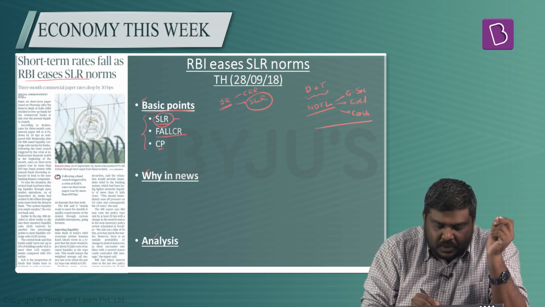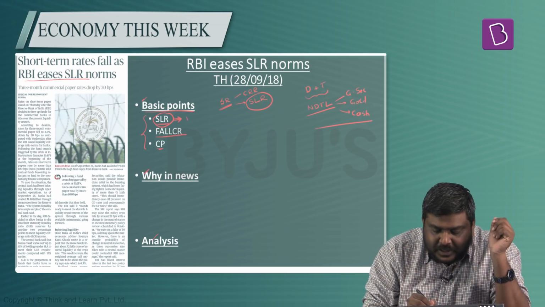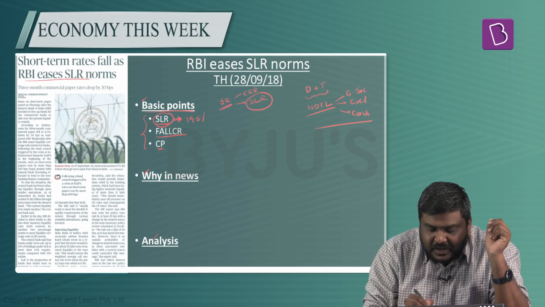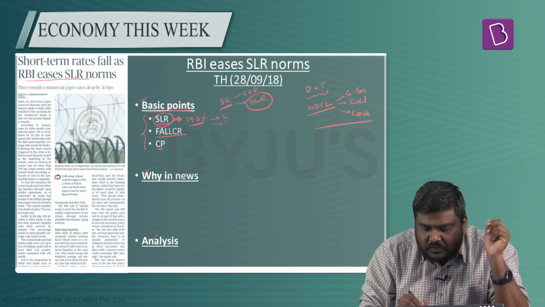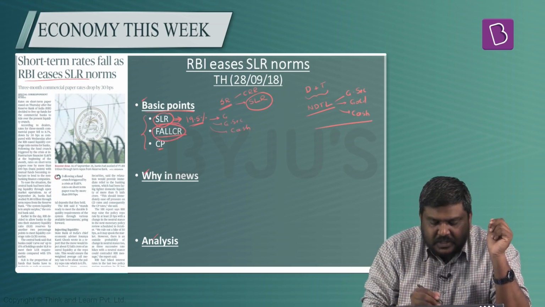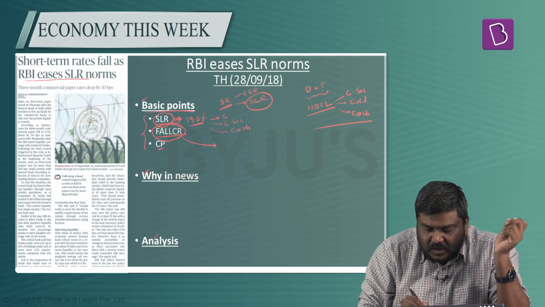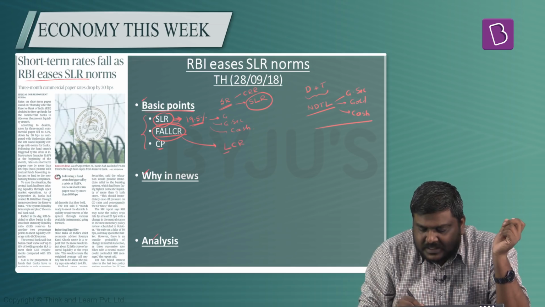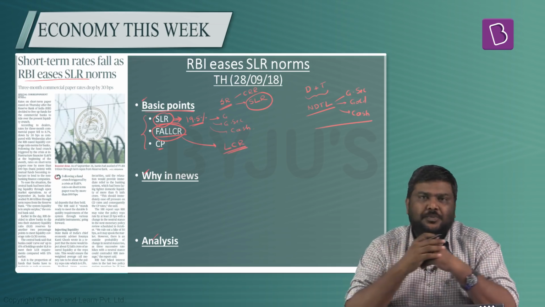Presently, the mandate of RBI is that every bank should maintain 19.5% of their NDTL in the form of gold, G securities or cash. Second one is FALLCR. But before understanding FALLCR, let's understand the concept of LCR. LCR basically stands for liquidity coverage ratio.